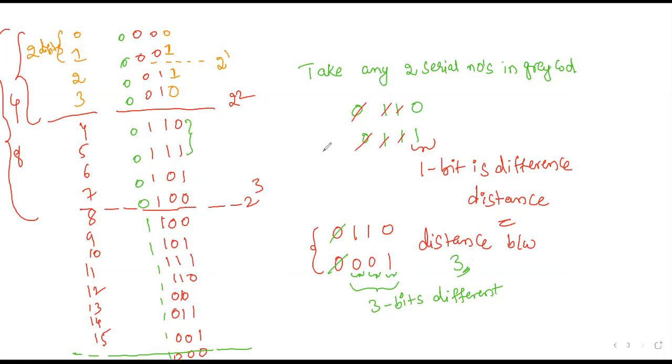Okay. So in gray code, the distance between any two serial numbers is 1 bit.